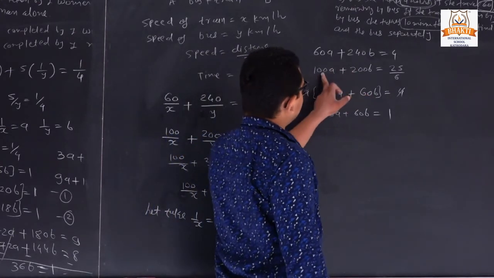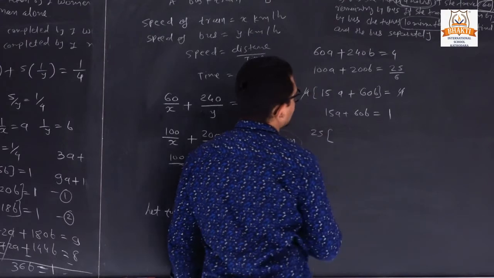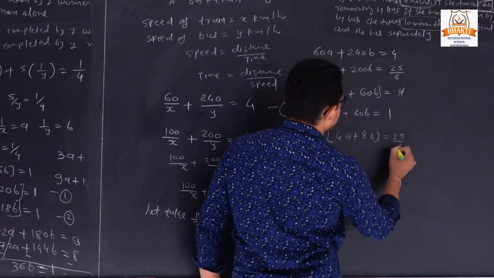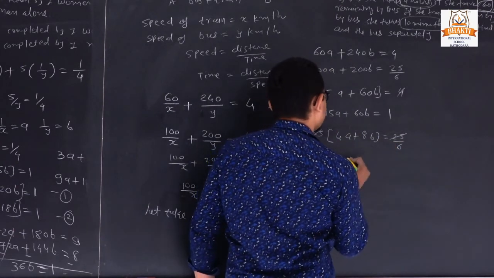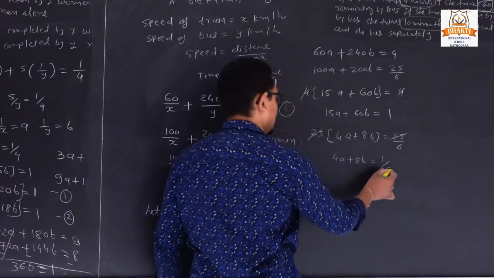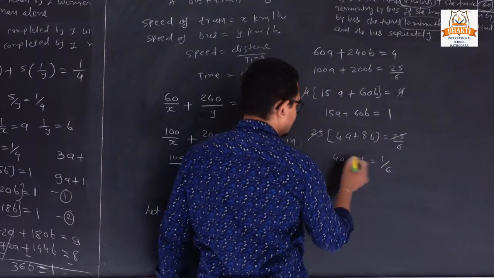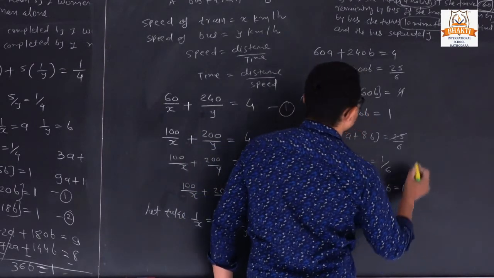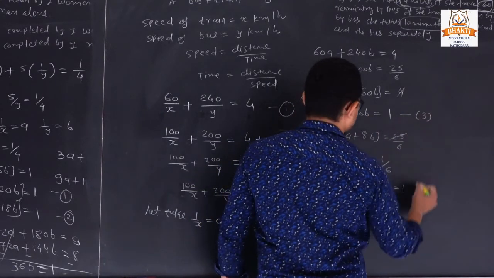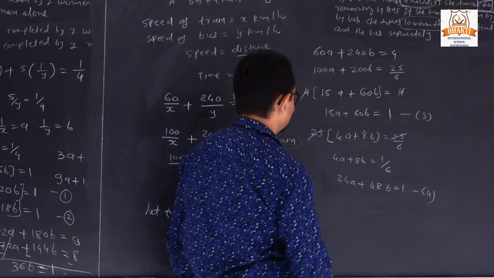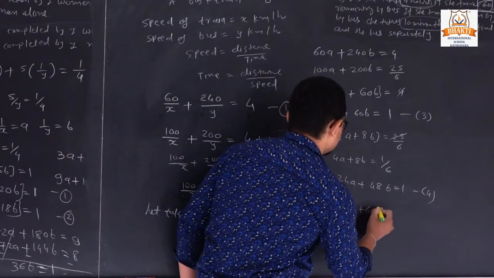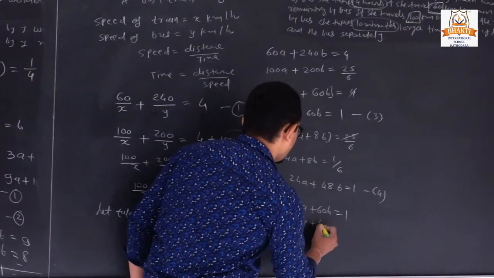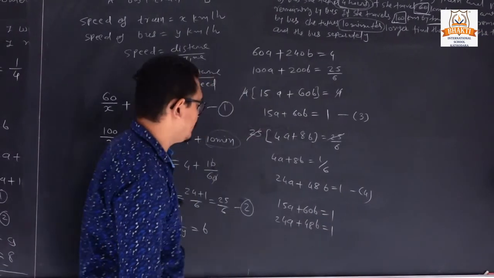Similarly, we can take 25 as our common term. So 4a plus 8b is equal to 25 by 6. So 25 cut. So 4a plus 8b is equal to 1 by 6. Now this 6 is multiplied by cross multiplication. So 6 4s are 24a, 8 6s are 48b is equal to 1. So we can declare it is our result number 3 and it is our result number 4. So 15a plus 60b is equal to 1. 24a plus 48b is equal to 1.